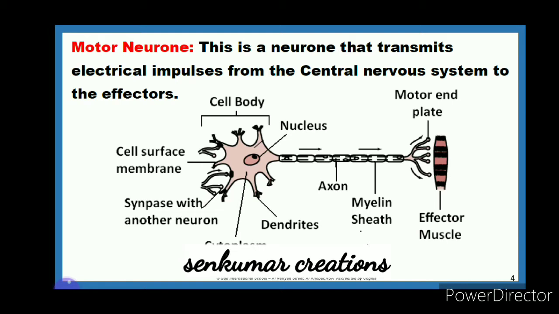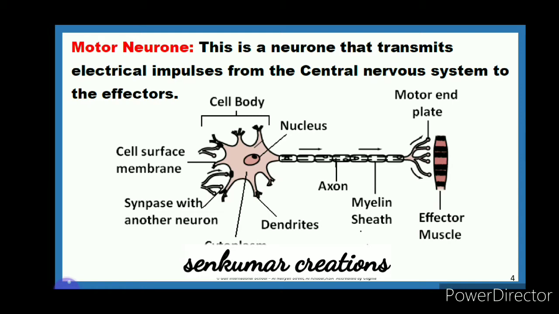Okay, so you can see the structure of the motor neuron. On the top side you can see the cell body. Inside the cell body, the nucleus is present, and you can see the cell surface membrane. It is an animal cell, so only the cell surface membrane is present, the cell wall is absent, right? And you can see the synapse with another neuron. Synapse means junction, joining with another neuron. One neuron is joined with another neuron, like that it will go. Inside the cell you can see the cytoplasm, and dendrites are present in the outer layer. We call them dendrites.